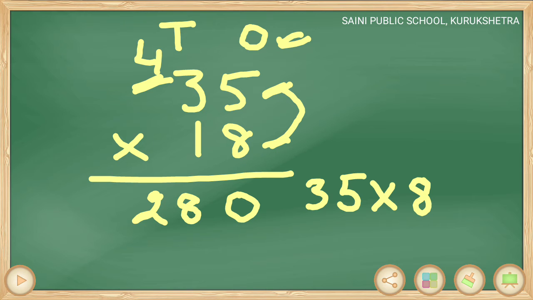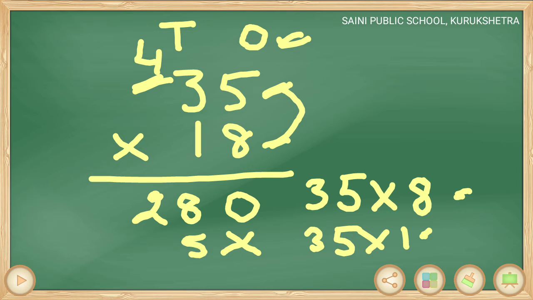Now we will multiply 35 by 1. For this, first of all we will put a sign of cross here and then we will multiply 35 by 1 in the same way as we multiplied 35 by 8. So let us start doing multiplication. 5 ones into 1, so 5 ones are 5. So here 5. Now 3 tens here, 3 into 1. So here 3. So our answer is 35.